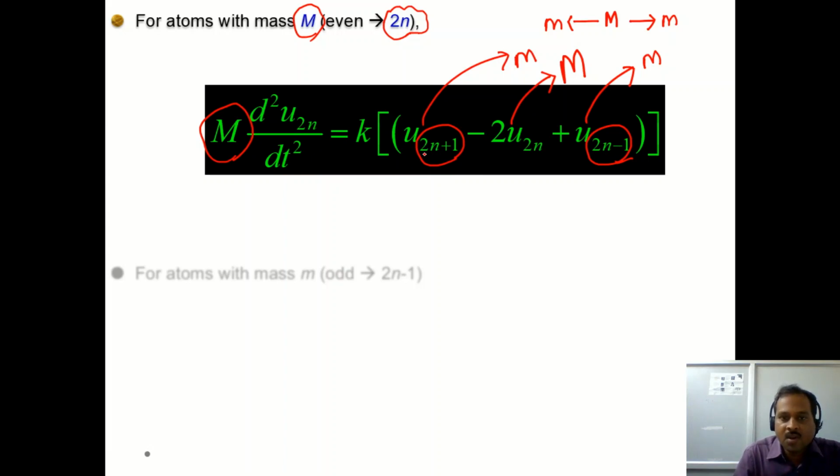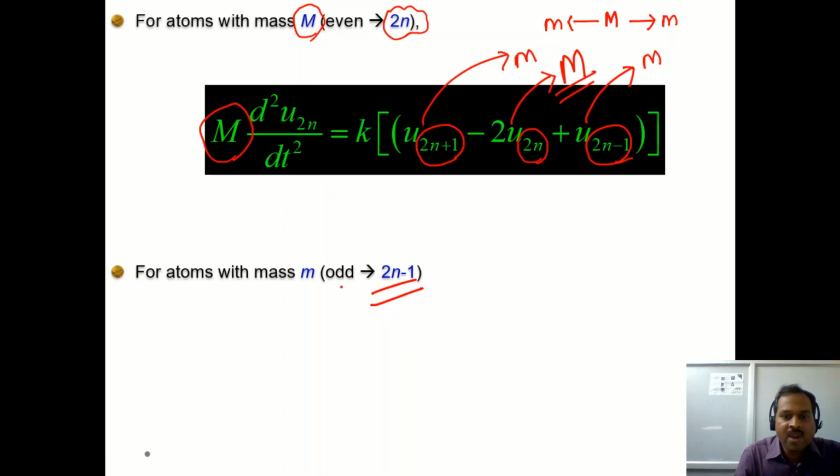Once again I would like to repeat, u2n plus 1 is the displacement from the equilibrium position for the smaller mass m. Similarly, the 2n minus 1th atom is also the displacement for the smaller mass m, whereas the 2nth atom is the displacement from the equilibrium position, or the mean position, for the capital mass M. Similarly, we can write the corresponding equation of motion for the odd indexed atoms.